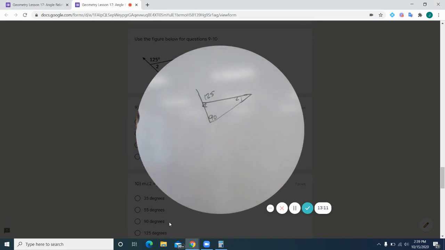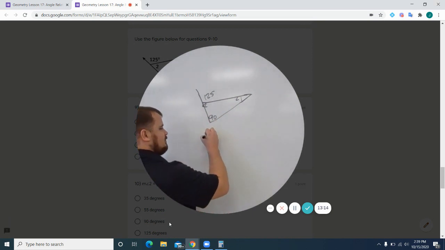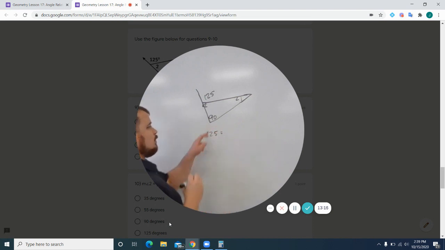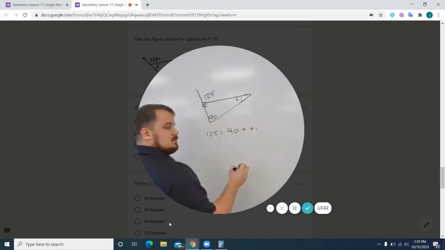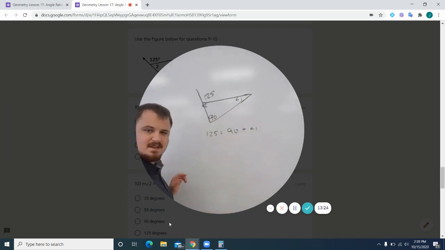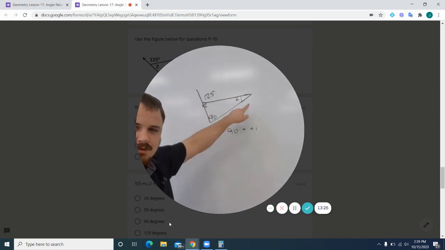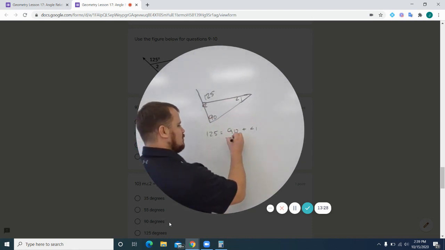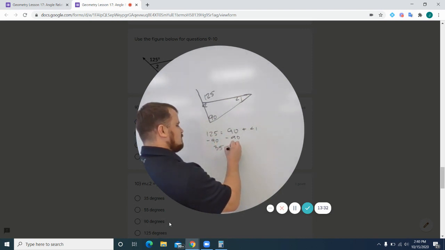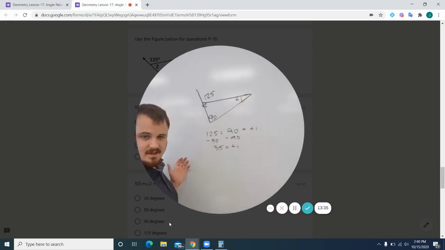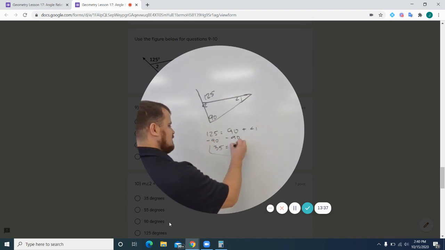So let's do this. 125 has to equal these two angles together, right? So 125 has to be 90 plus angle 1. See how simple that is? Just the exterior angle has to equal these two angles across from it. So let's go minus 90. Minus 90, so we get 35 equals angle 1. And that's it. There's angle 1, 35 degrees.